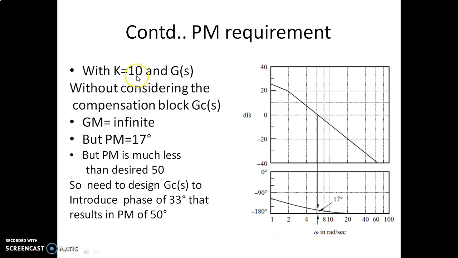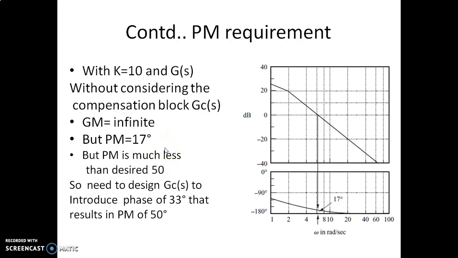So by simply introducing this K, without the compensation network, the GM is still infinity, but the PM has become 17 degrees, which is very poor here. The PM required is around 50 degrees. So even though we might have achieved the velocity error coefficient of 20 per second, we are not getting the desired phase margin, even though the gain margin is close to infinity.